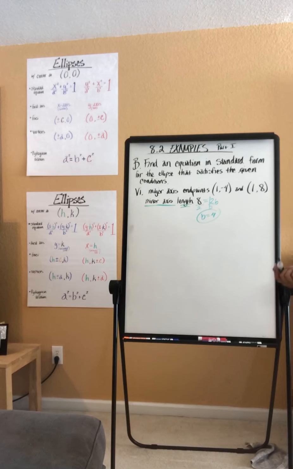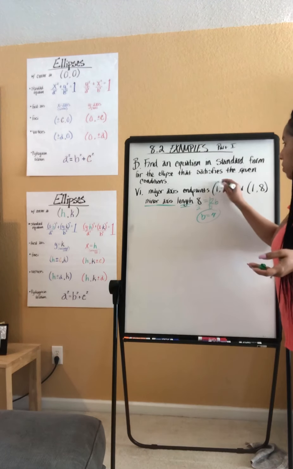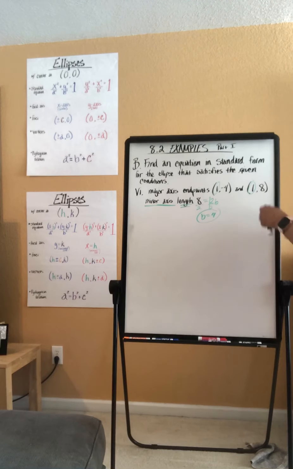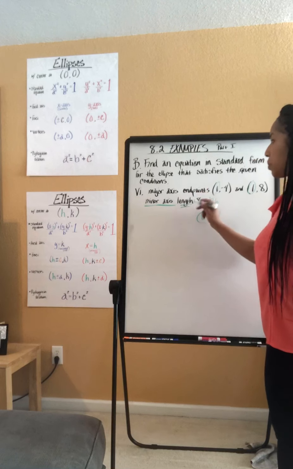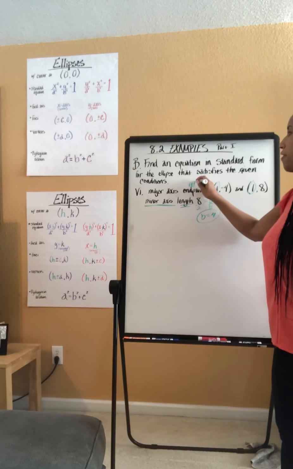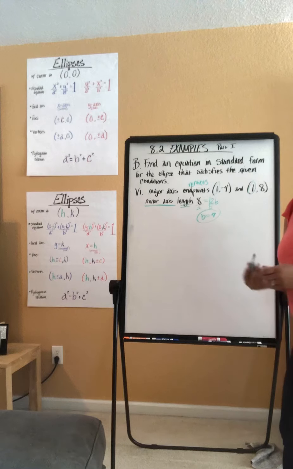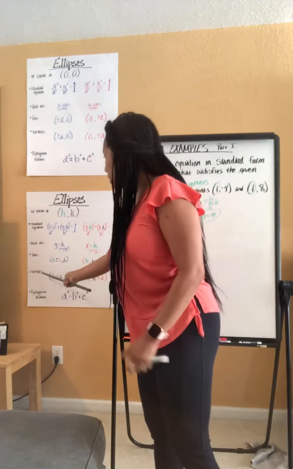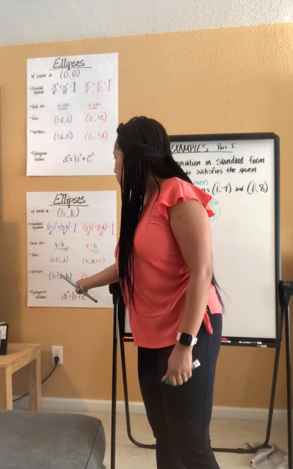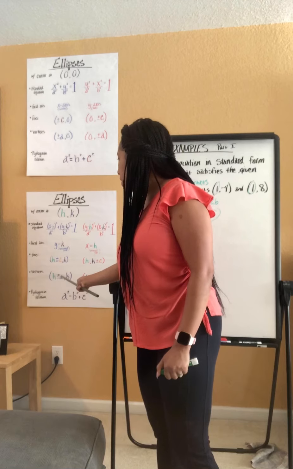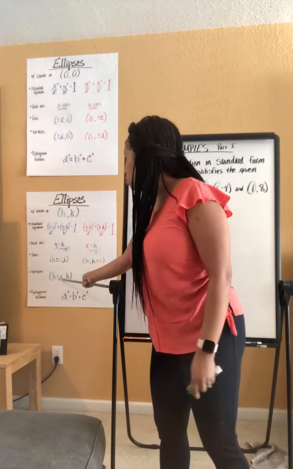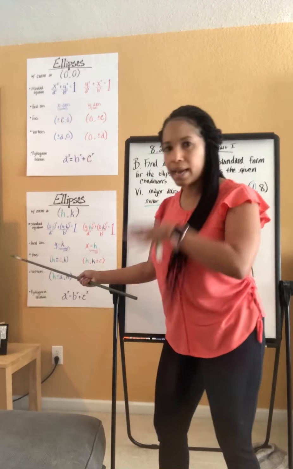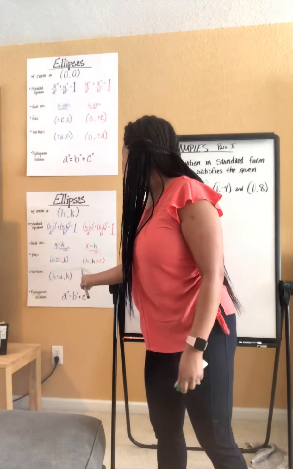I'm going to look for what stays the same. I notice it's the 1, right? The 1 is unchanged. So if I look on this chart, the major axis endpoints are the same thing as your vertices. So if I look under vertices, on my blue side, my x coordinate is h plus or minus a. That lets me know those are two different numbers, because I had to add a and subtract a.